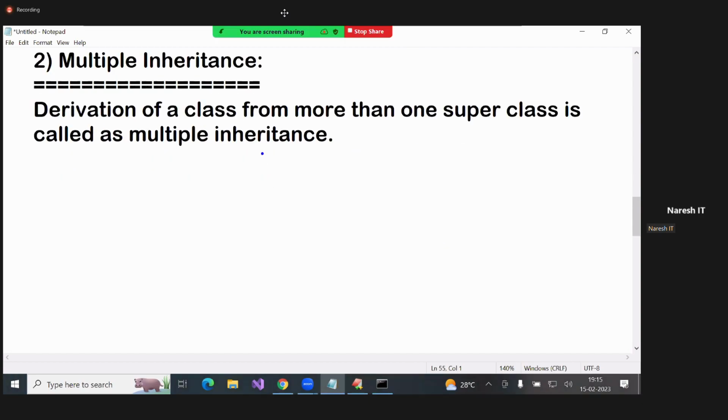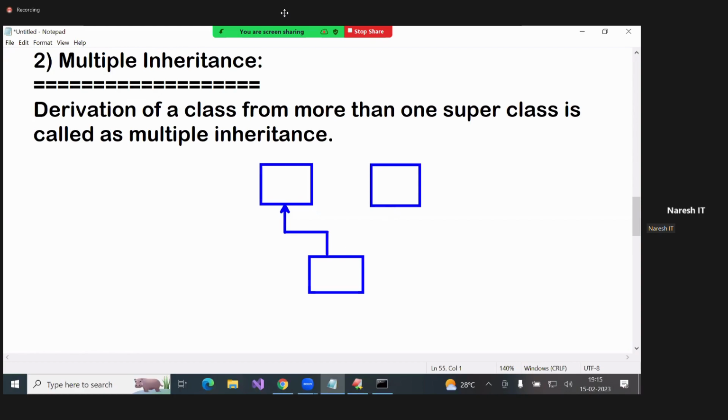If more than one superclass is there, we can call it multiple. Like this, if it is there. Two superclasses, one subclass. If you write like this, A class, B class, C class. Two superclasses, one subclass is there. It is called multiple, more than one.